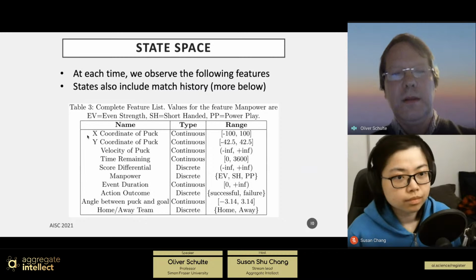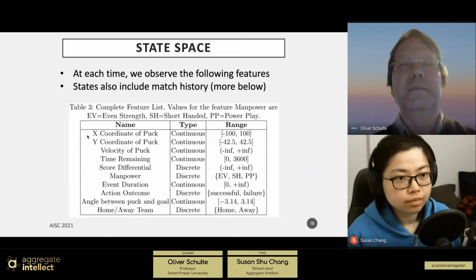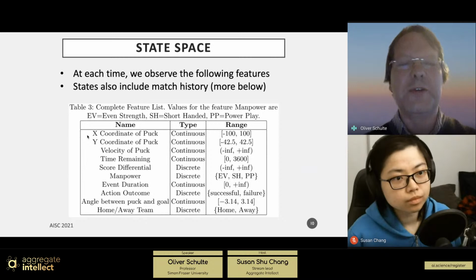In our model, we also include the match history in the state. That's a bit more complex. I may have time to go into that below, but just to know, it's not just the current situation, it knows something about the past.